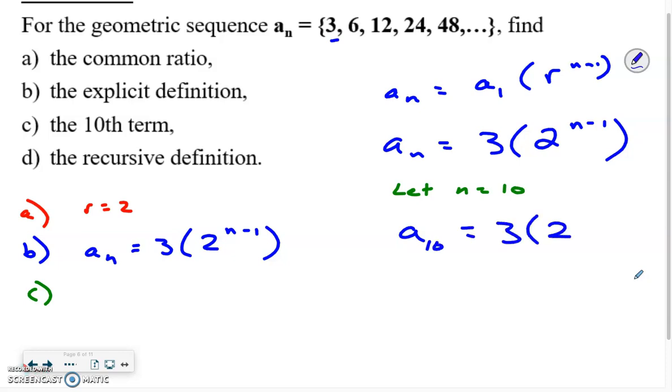So using this explicit definition, when it says to find the 10th term, essentially what that's saying is let's let n equal 10, right? So we're going to find a sub 10, and we're going to actually test this out and take 3 times quantity 2 raised to the 10 minus 1. So as we complete this, 3 times 2 to the 9th. So do I multiply first? Is that going to be 6 raised to the 9th? No. Still no.